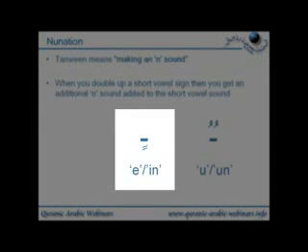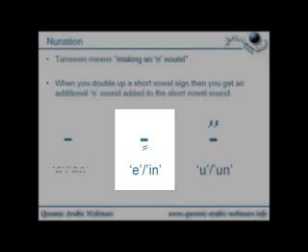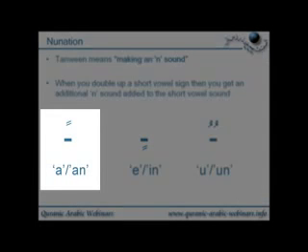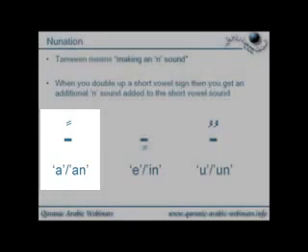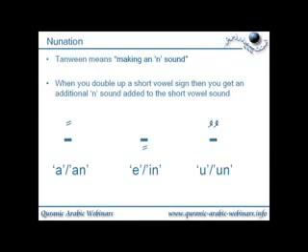The same happens with the kasra. Normal kasra gives an E sound. If you double it up, you get an In sound. So the E becomes In. So you just add an N to the E sound, in. And if you double up the fatha, you get an An sound, so adding an N to the A sound. So we have Un, In, An.